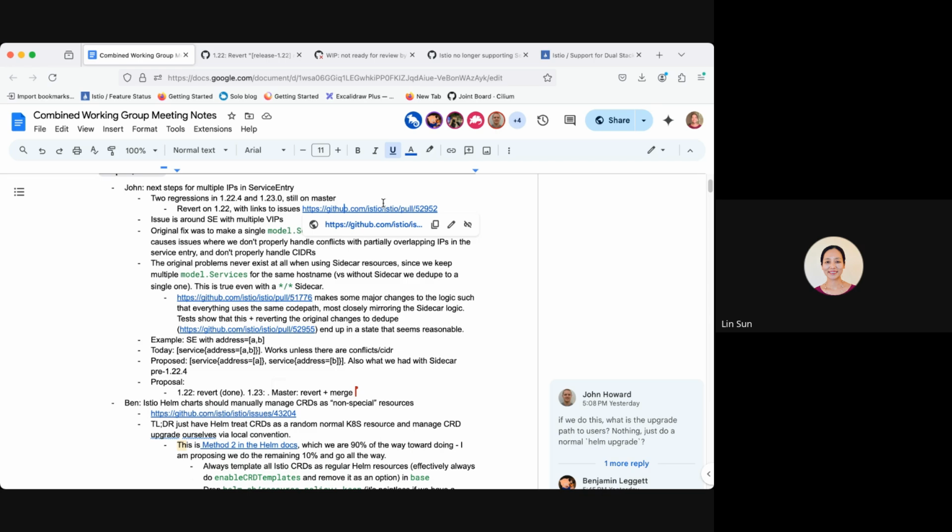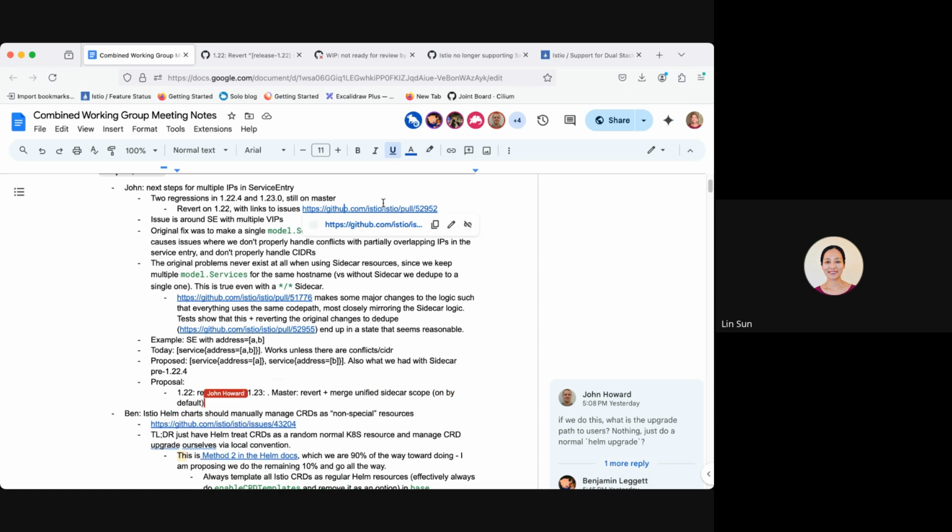So 1.23 has been only out for 3 weeks. Is that right? Yeah. So probably I would imagine, I don't know if people would actually use it in prod. They might still be testing it. I also agree. Yeah.